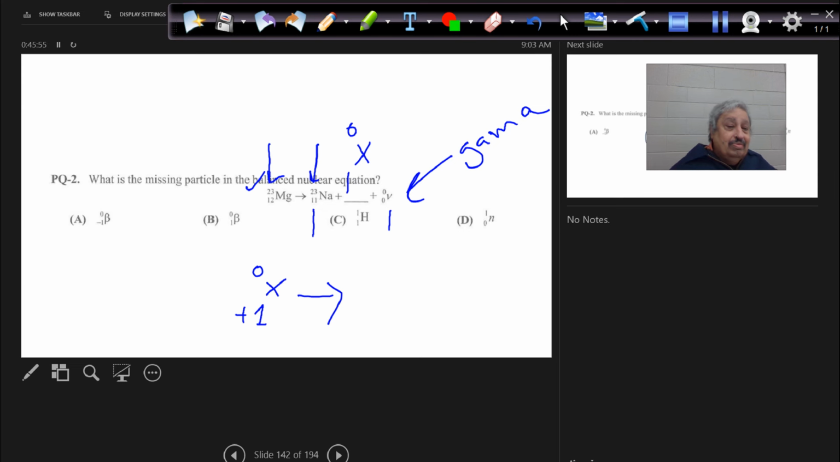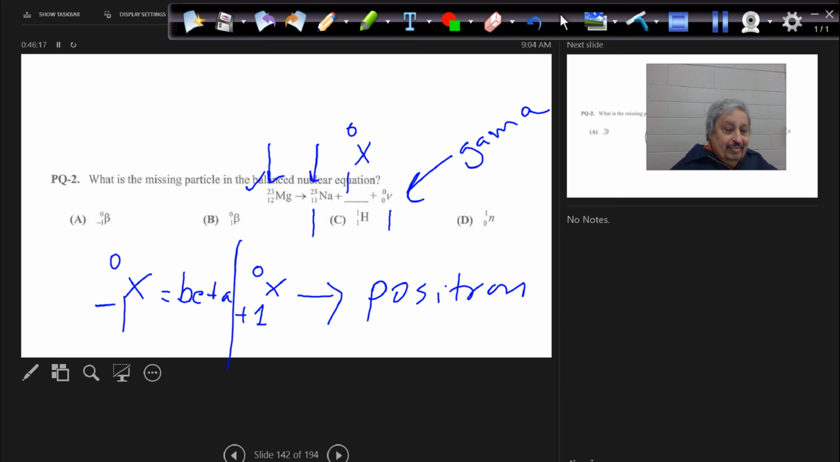Now, what do we call this? The opposite of beta is positron, correct? This here is beta. But the opposite of beta is positron. Make sense? What's the answer here?